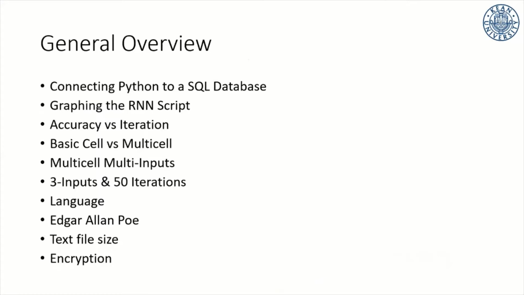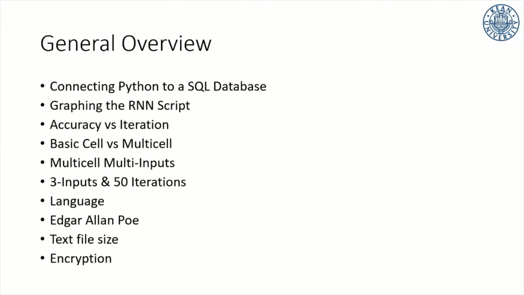The first two topics covered will be about the package add-ons MySQL Connector and Matplotlib. Afterwards, I will talk about two papers I wrote going over new discoveries with accuracy versus iteration, as well as the major differences between basic cell and multi-cell LSTMs. This will lead into a deeper dive into multi-cell results between TensorFlow 1 and 2, as well as multi-cell multi-input results. From here, I will talk about the different languages that I successfully connected to the script and the results of testing different languages using the same book, The Raven.